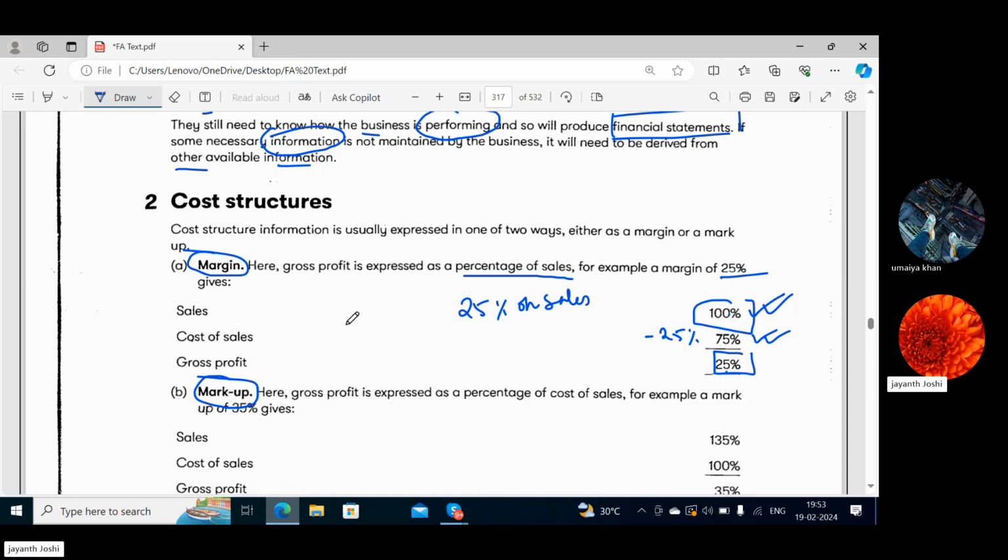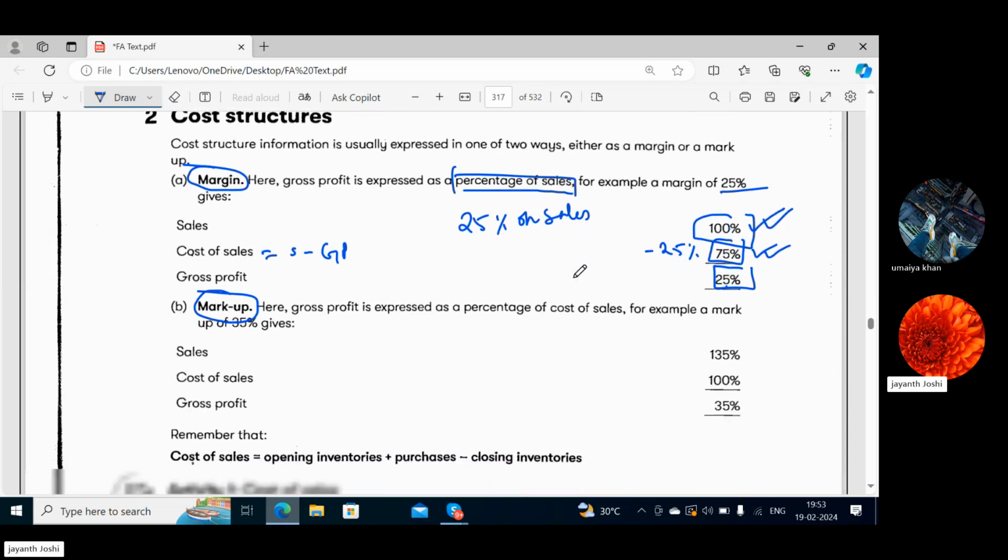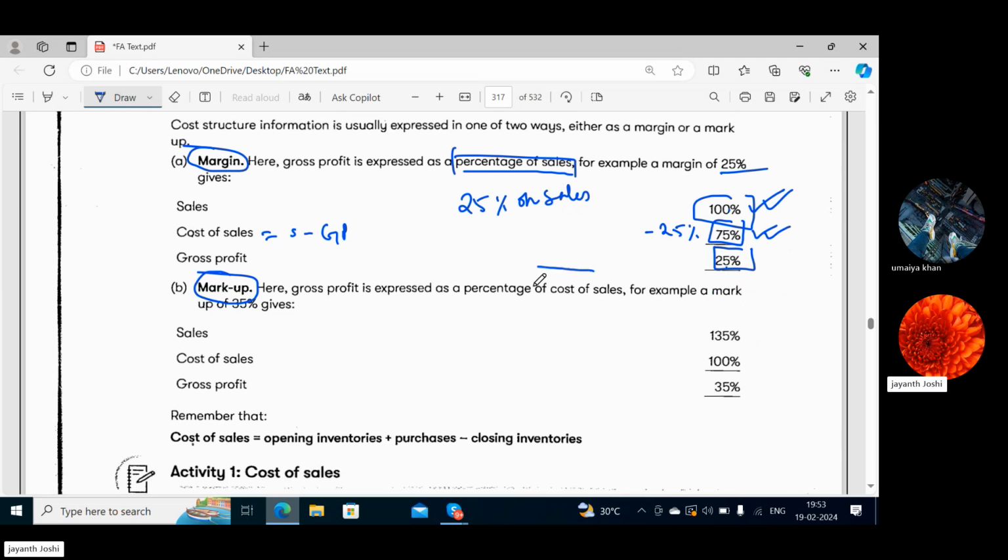We know cost of sales is sales minus gross profit. So 100 minus 25 is 75. So remember, this margin is always expressed as a percentage of sales. When we talk about markup, that is always expressed as a percentage of cost of sales. So that's the difference. This is percentage of sales. This is percentage of cost of sales.